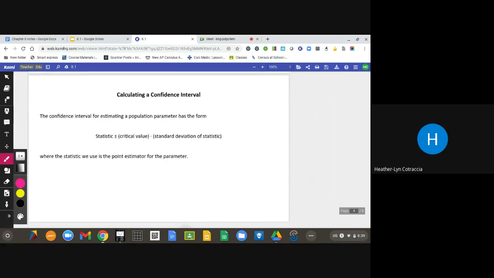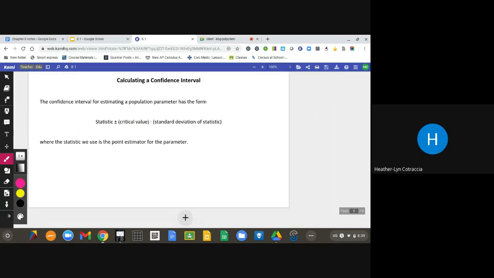How to calculate a confidence interval? You take a statistic, that's also your point estimate right there, and then you're going to add and subtract a critical value times the standard deviation. We're going to go over next time how to calculate a critical value. If you remember from last year, we often used 2 as the critical value because you were approximately 2 standard deviations away. But again, we'll talk about how to do that next time.